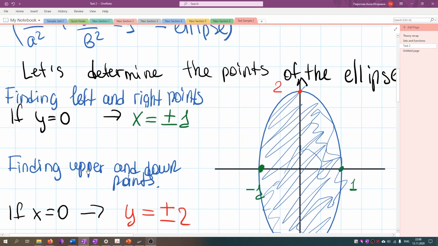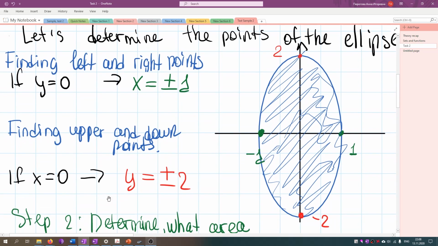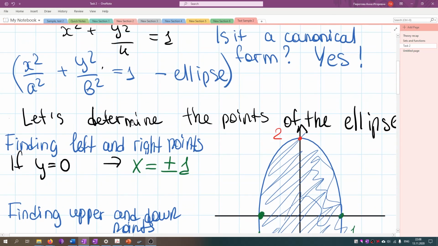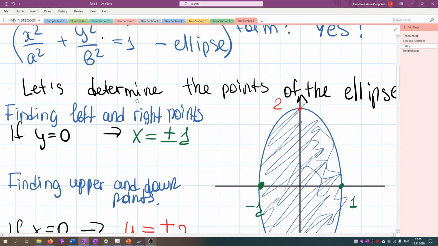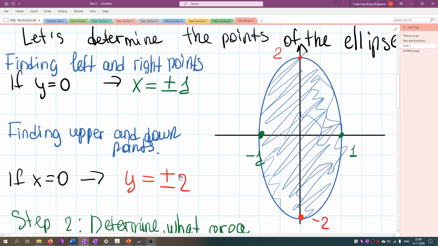Now let's find the upper and down points of the ellipse, and in this case we take x as 0. If this part is 0, then this part is equal to 1. It means y squared is equal to 4. And we can make a conclusion that y is equal to plus or minus 2. And these are the upper and down points of the ellipse.